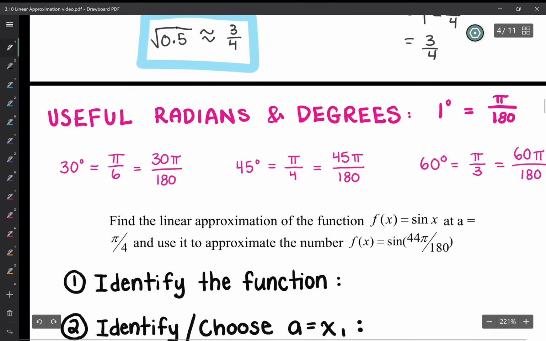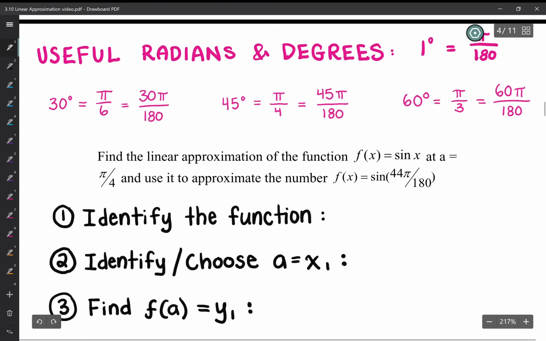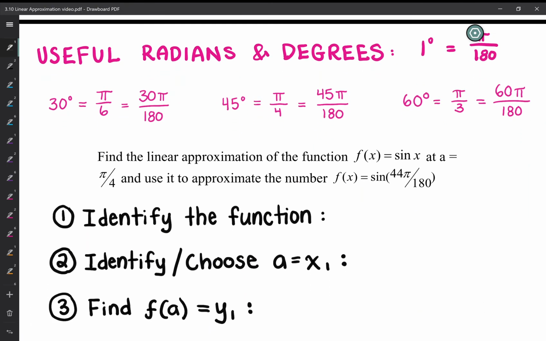Let's take a look at some trig functions. We have some useful radians and degrees for these functions, where 1 degree is equal to pi over 180, 30 degrees is pi over 6, which is equivalent to 30 pi over 180, 45 degrees is pi over 4, which is equivalent to 45 pi over 180, and 60 degrees is equal to pi over 3, which is equivalent to 60 pi over 180.